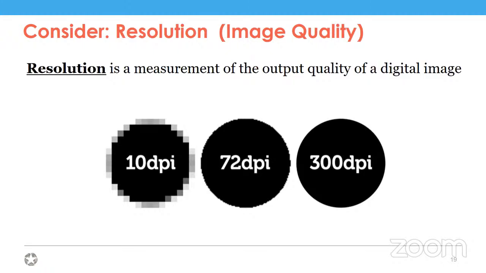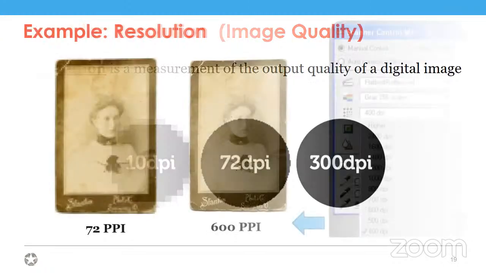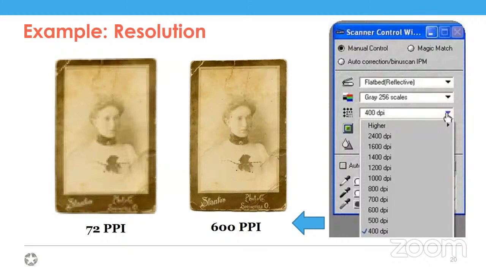So even 72 looks a lot better than the 10, but compare that to 300, you can really see the difference. Then here's another example about resolution where you can see the difference. Compare the same image scanned at 72 pixels per inch and at 600 pixels per inch. You can see it is a lot clearer. We have a lot of detail that is not included in the 72 PPI scan of it.